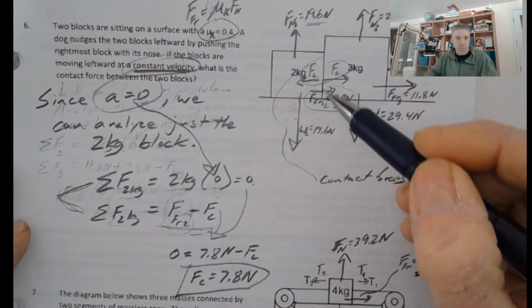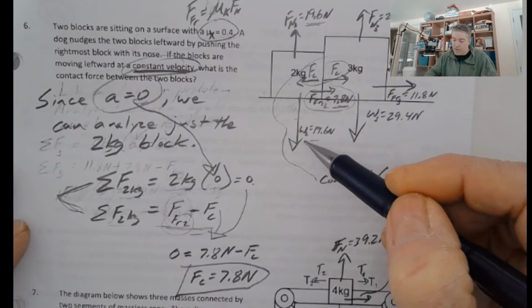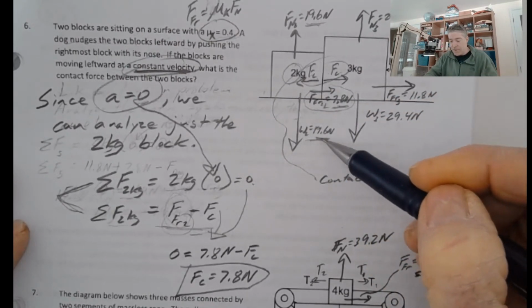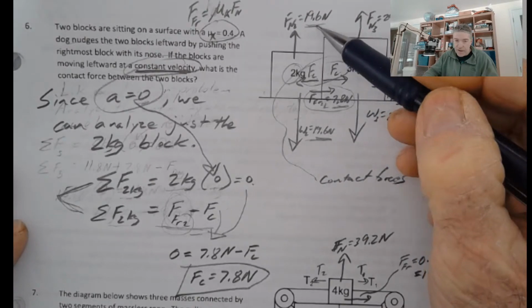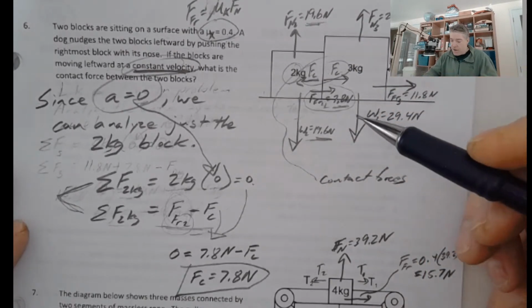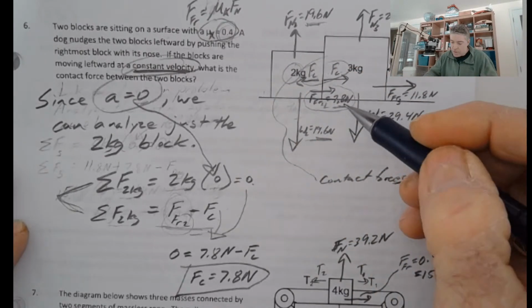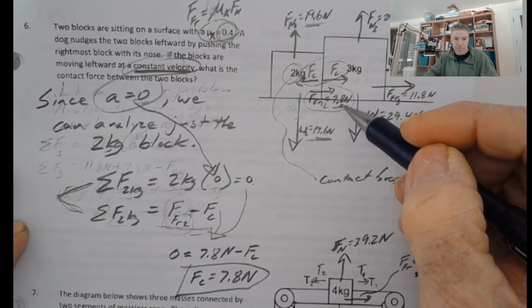And in order to get the normal force, I need the weight. And to get the weight, I need the mass, 2 times 9.8. That's where this 19.6 comes from. That's equal to the normal force. And the normal force multiplied by 0.4 is what gives me 7.8.